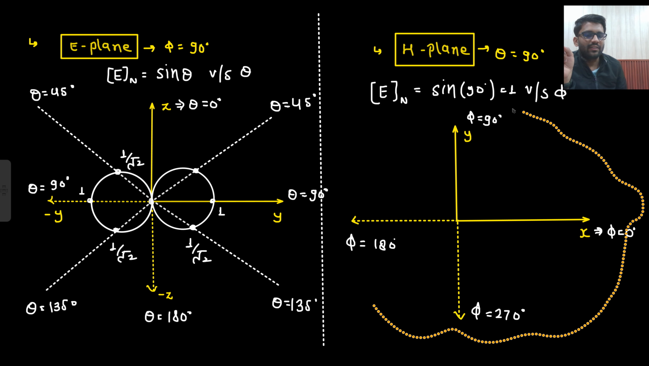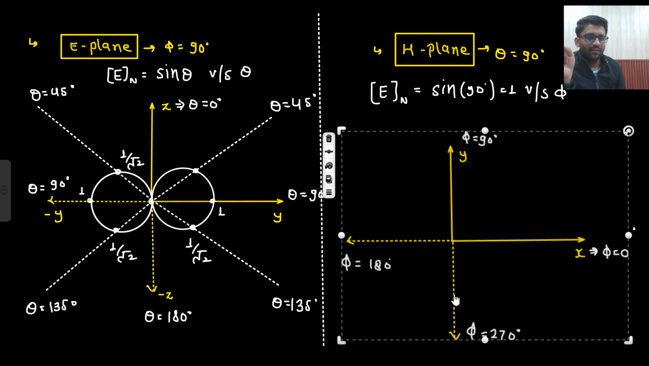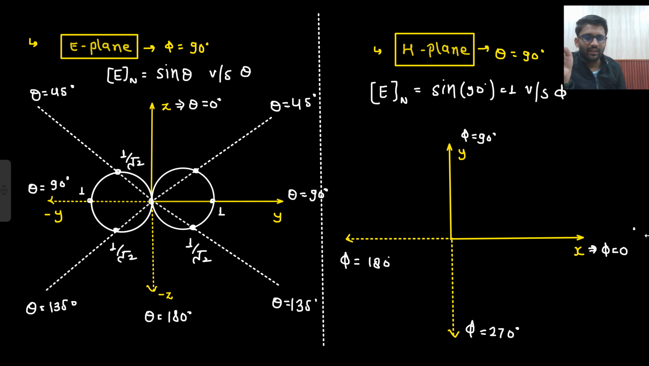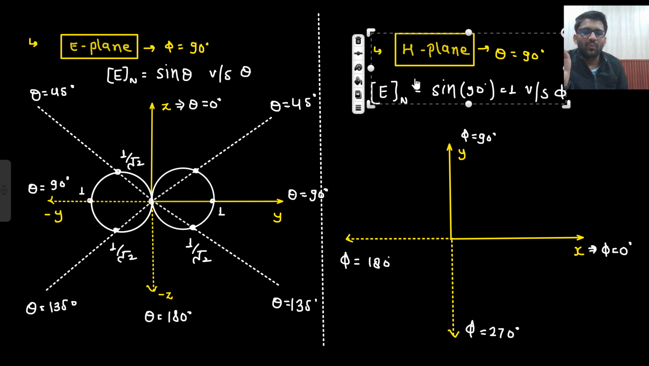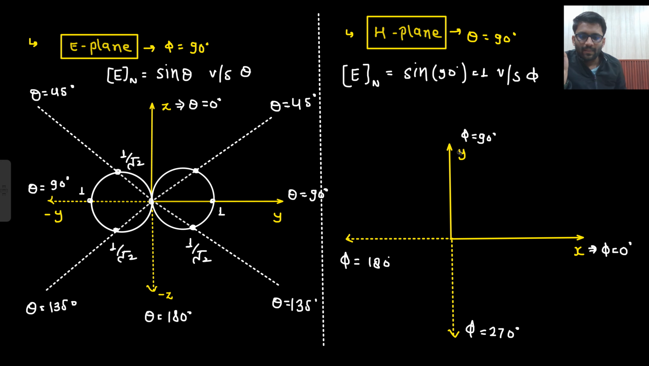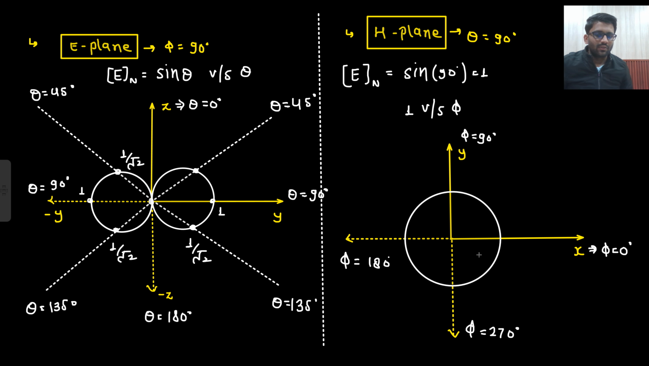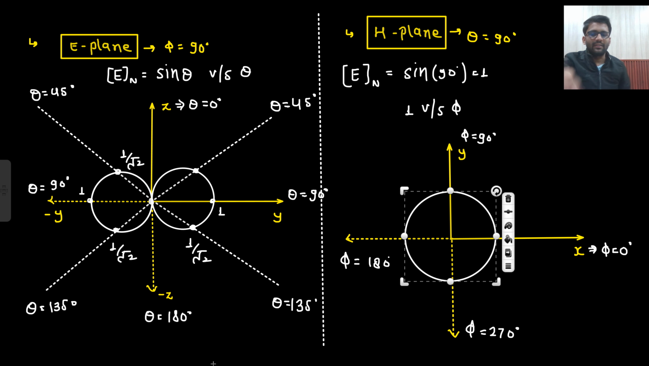When I draw the radiation pattern in H plane, I got to know that my normalized value of electric field is always 1. So I need to plot 1 versus phi. What I need to plot? I need to plot 1 versus phi. So if I change the value of phi, always I will get magnitude as 1. So on xy plane you will get a perfect circle. This is a perfect circle. Certainly this is a perfect circle.